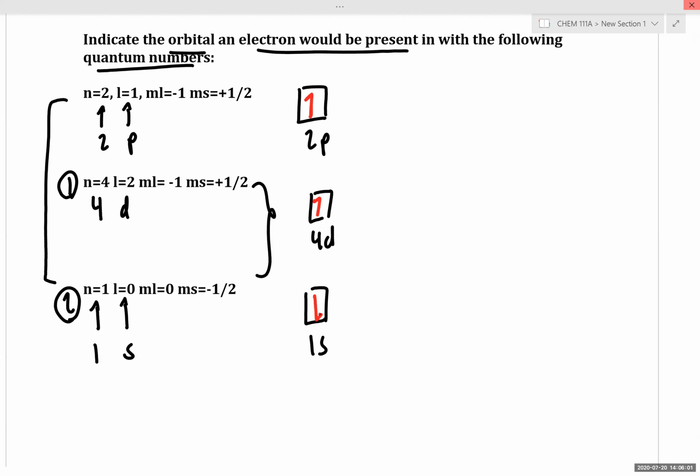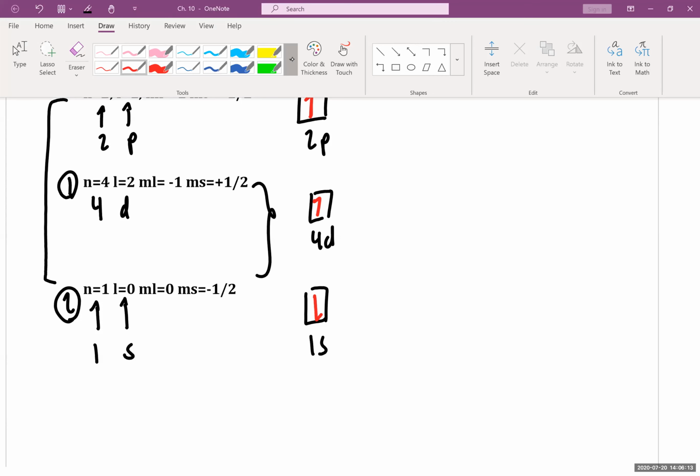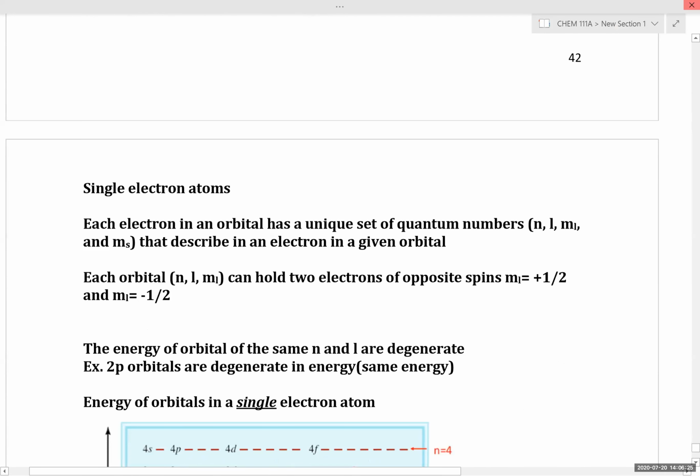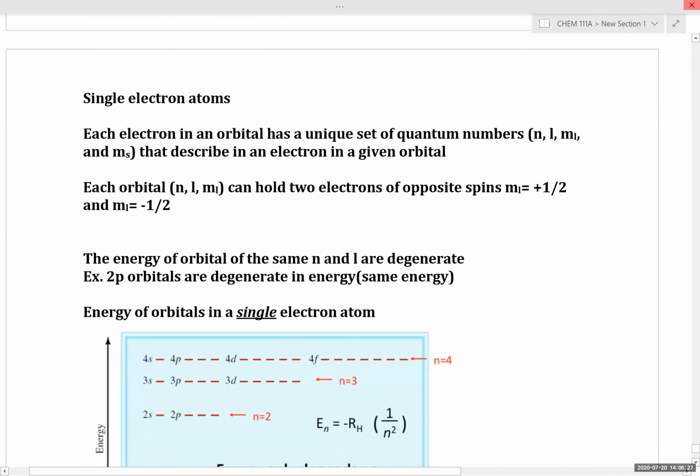Perfect. So we're beginning to correlate the set of quantum numbers with the exact orbital, energy, and spin value of our electron. Wonderful. Any questions on this example? If not, let's keep going, and this is where we'll leave off on this chapter.